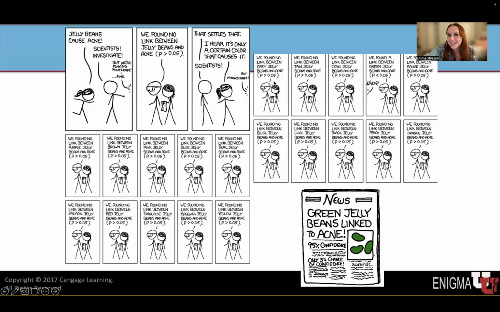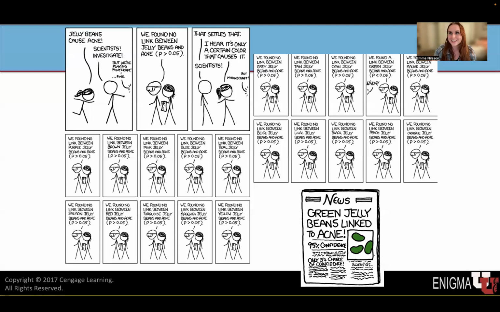Scientists try again, and they find no link between gray, tan, cyan, mauve, beige, lilac, black, peach, and orange. And all of these, they find no link between them, but there is a slight link between green jelly beans and acne. But the only statistic that they give is that the p-value is less than 0.05. Which, as you remember, p-values are not statistical facts. They are not saying that there's a huge effect size. It doesn't tell us anything about the confidence interval.